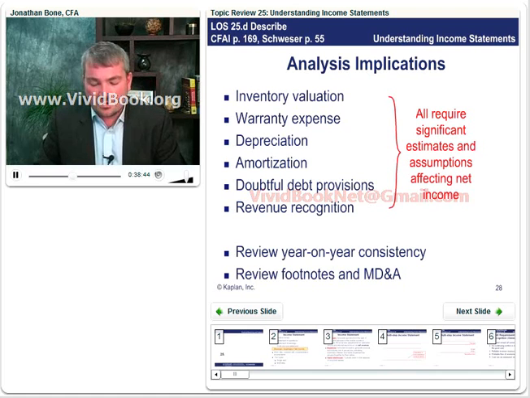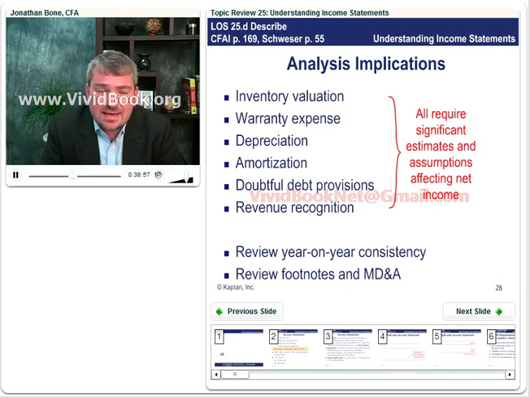Now, what we're also going to notice is because of this accruals process, we're going to have a lot of estimates and assumptions that will affect our income statement. So for example, for inventory valuation, we're going to have to value this ending inventory that we take out of our cost of goods sold and transfer into our current assets in the balance sheet. And we're going to see we have a number of different methods for valuing our ending inventory, FIFO, LIFO, and average cost, that we're going to discuss in a little while.